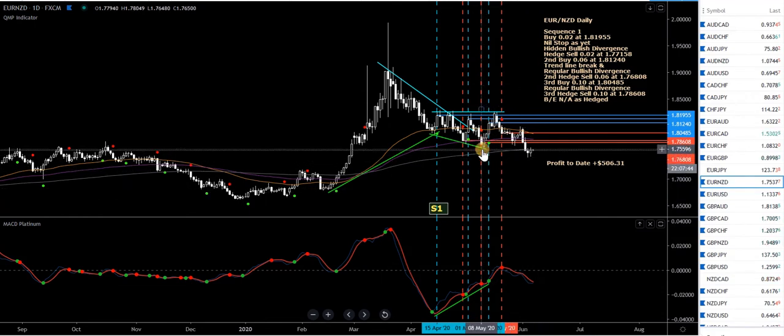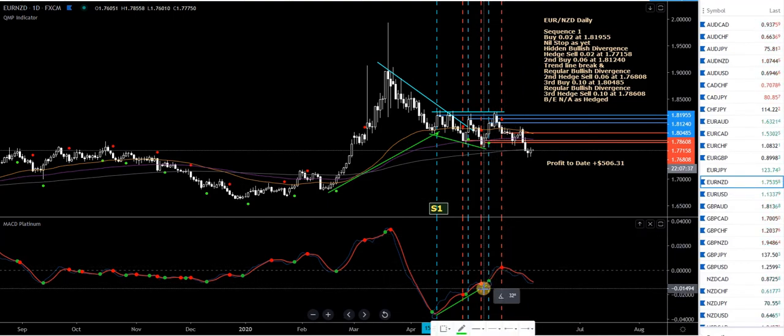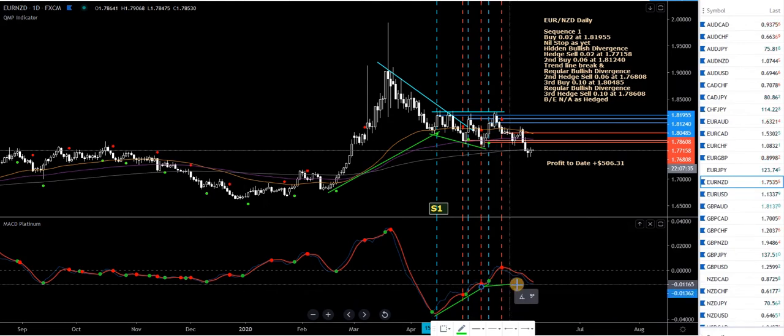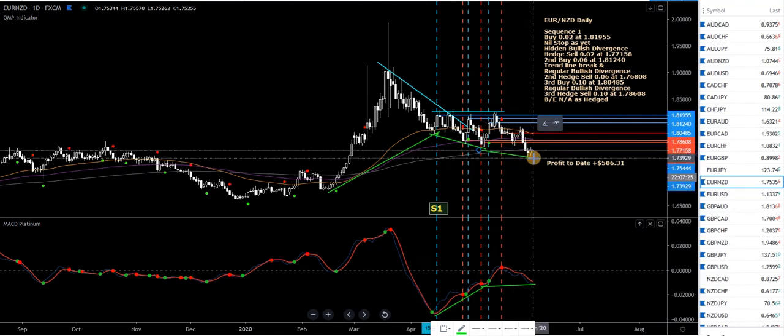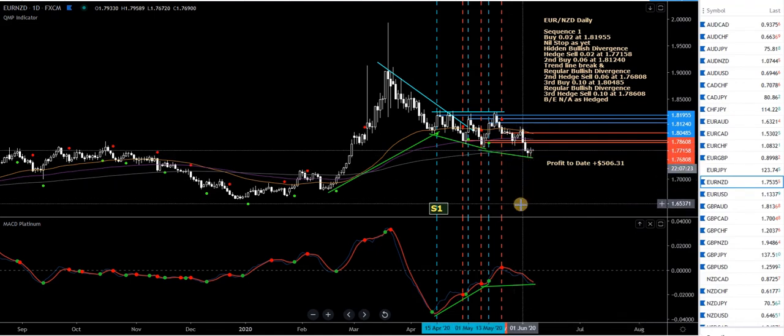I'm just trying to think. Again, there's possible divergence setting up here. I'm just a bit slow on these charts this morning. I don't know why. Wrong one, Jim. So there is possible further divergence setting up there.